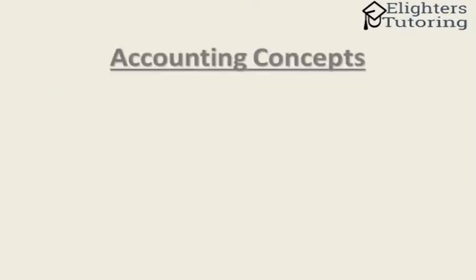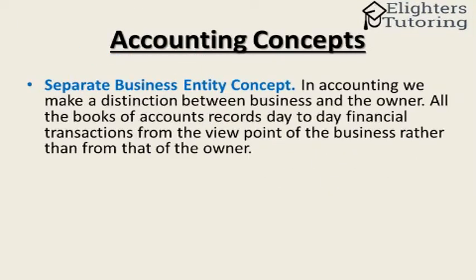Starting with accounting concepts, the first one is separate business entity concept. In accounting, we make a distinction between the business and the owner. All the books of account record day-to-day financial transactions from the viewpoint of the business rather than that of the owner. We keep different records, and we don't consider owners when making these entries or business records.